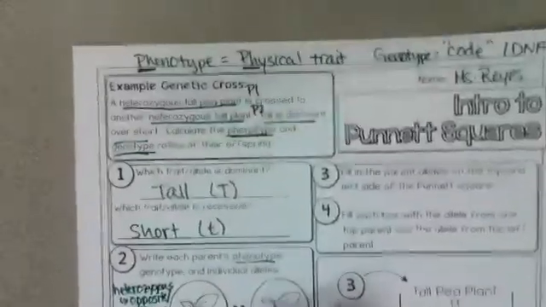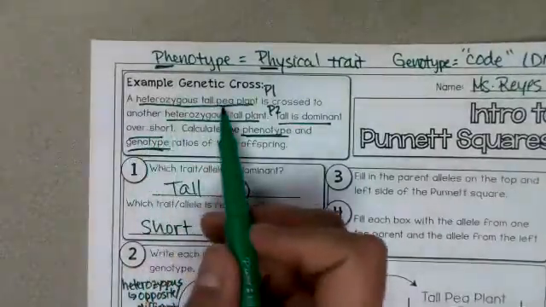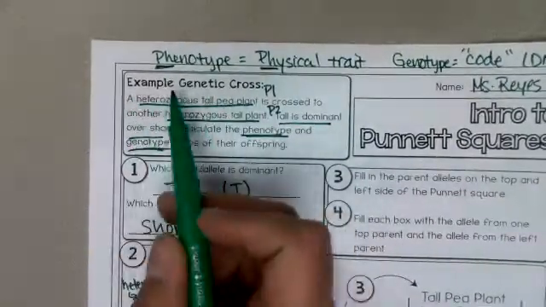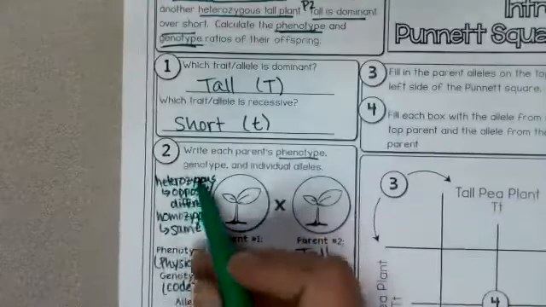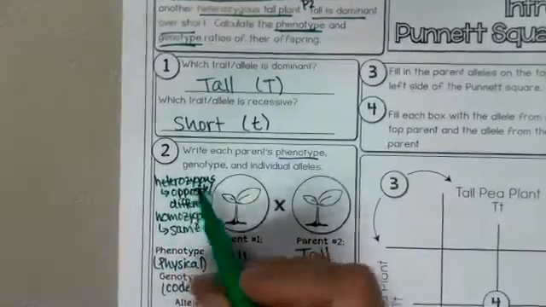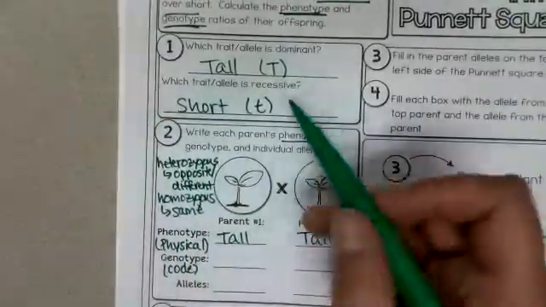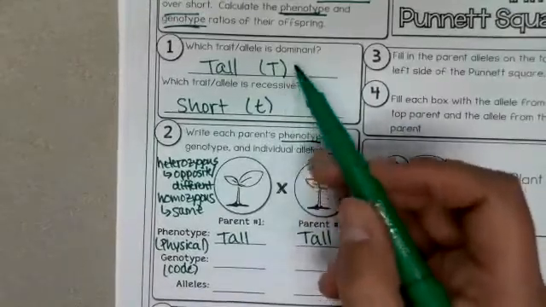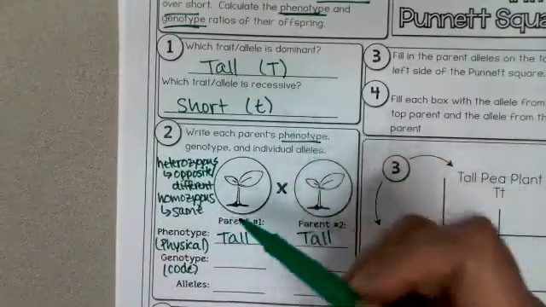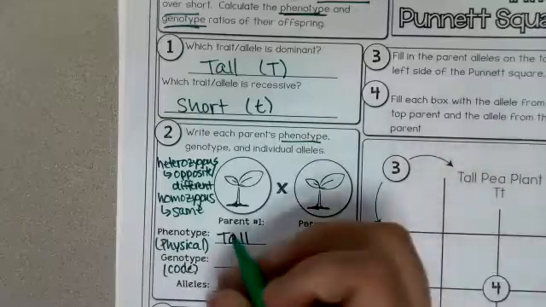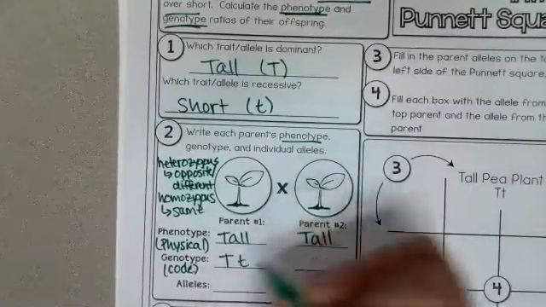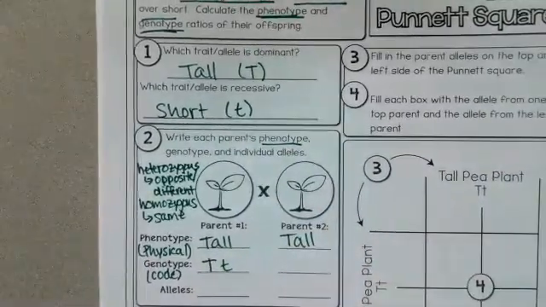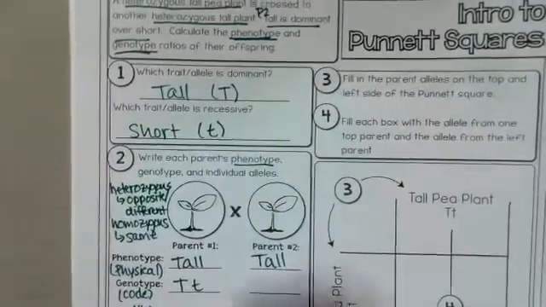So again, if we go back up here, we see that our P plant is going to be heterozygous. And again, we know that heterozygous means that we have opposite alleles. So if we have these two as our alleles, we know that the two alleles for parent number one are going to be opposite each other. So a capital T and a lowercase t. Okay, on to parent number two.